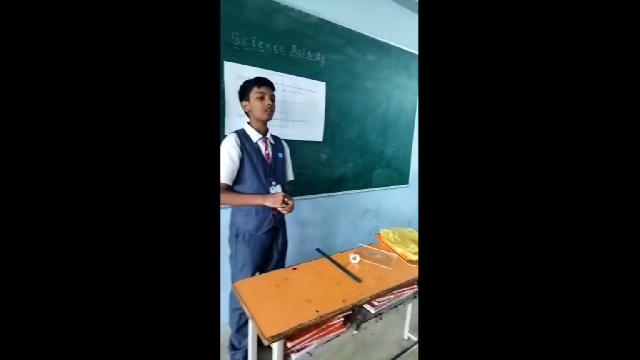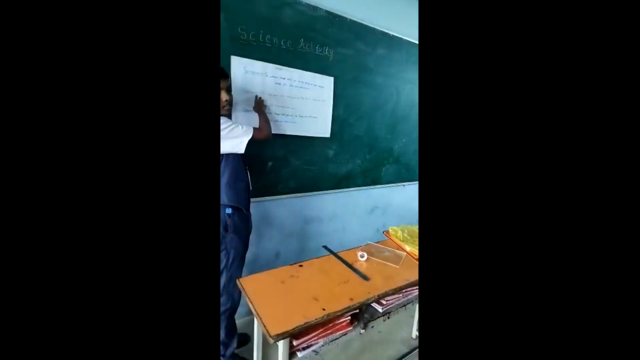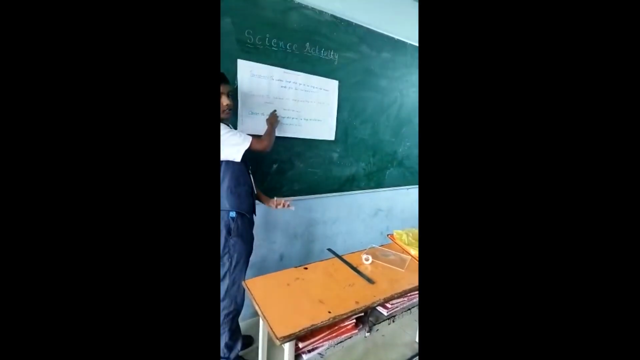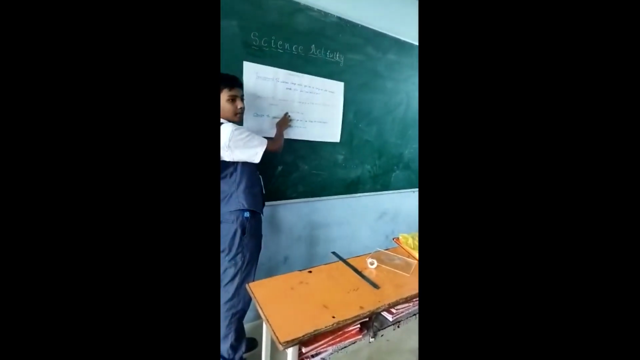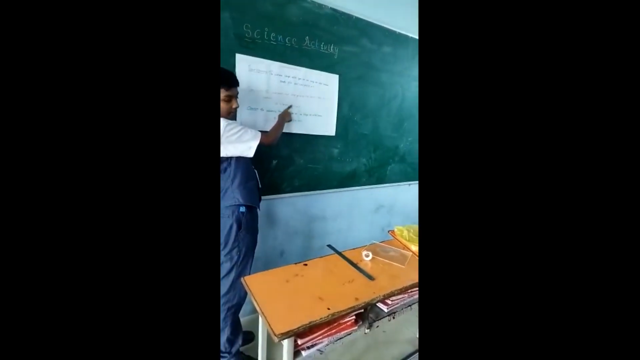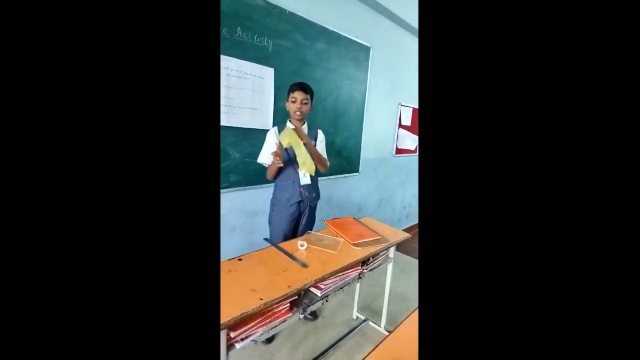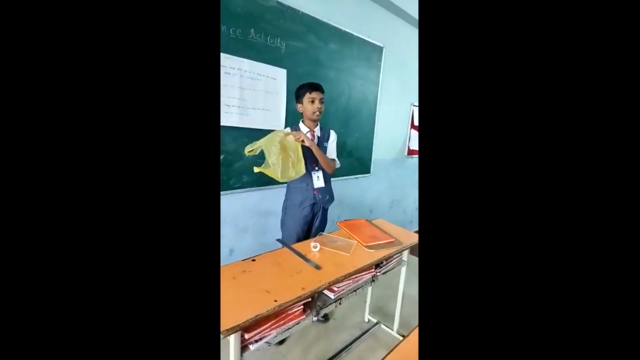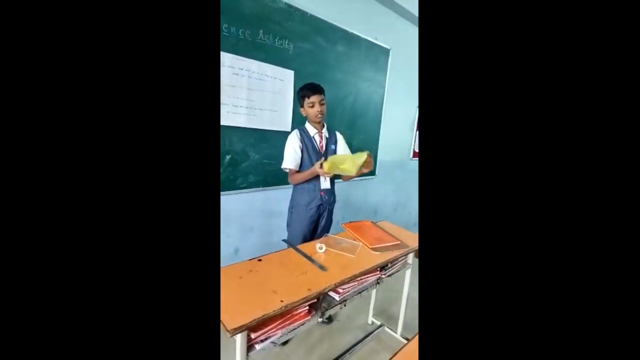Okay friends, our next topic is translucent. Translucent substances are those through which we can see things but not clearly. Translucent examples: oil paper, plastic covers, cake, etc. Like this plastic cover, through this you can see my hand but not clearly. So this material is called translucent.